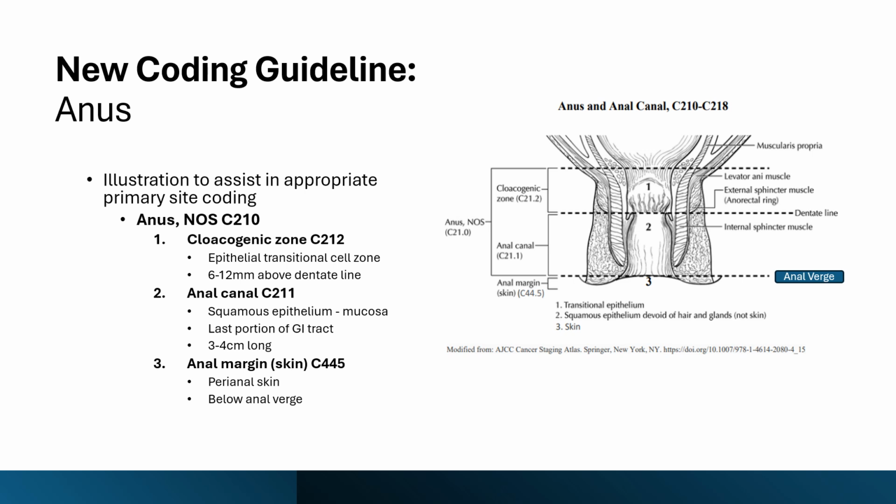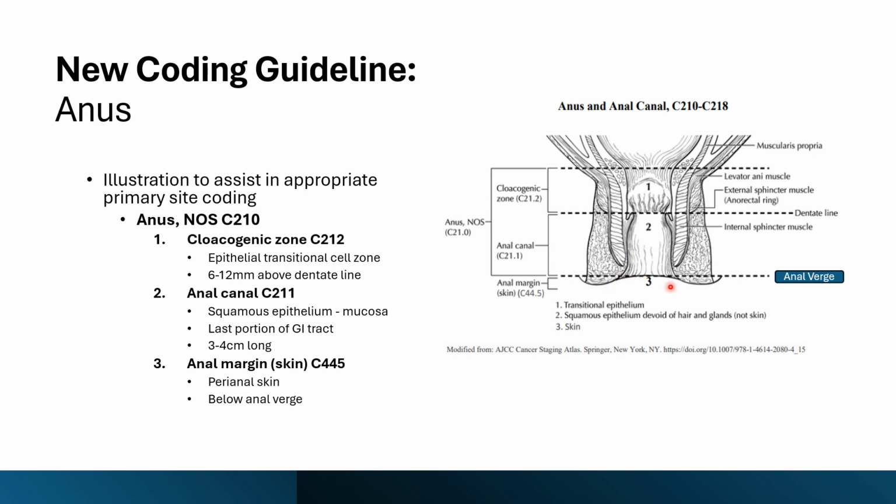So the new coding guideline we have for anus is this illustration that will assist us in appropriately coding the primary site. So anus NOS is coded to C21.0. The cloacogenic zone, C21.2, is the area that is noted here in number 1. The part that is for anal canal, C21.1, is noted here in number 2. This is the squamous epithelium or mucosa. It's the last portion of the GI tract. It's about 3 to 4 centimeters long.